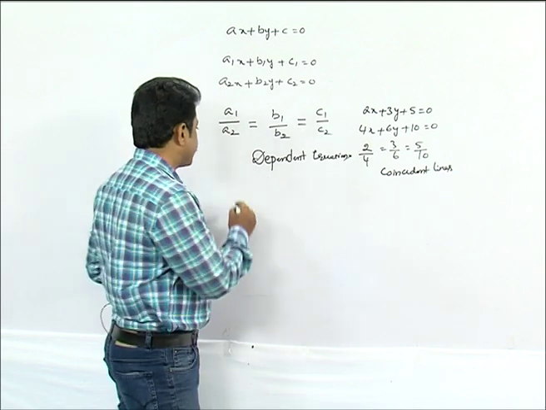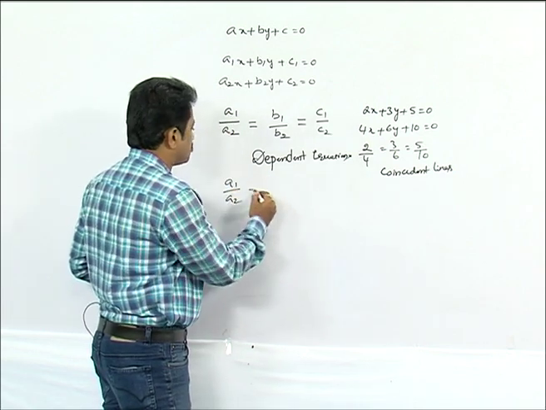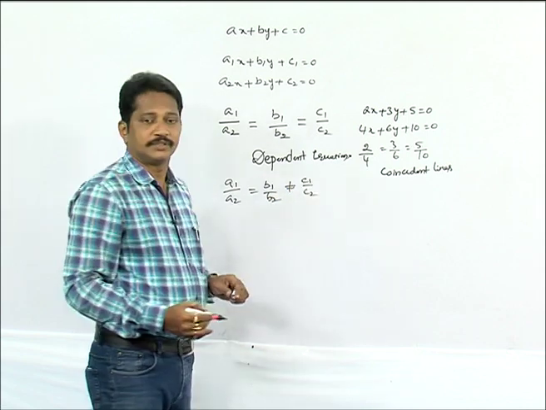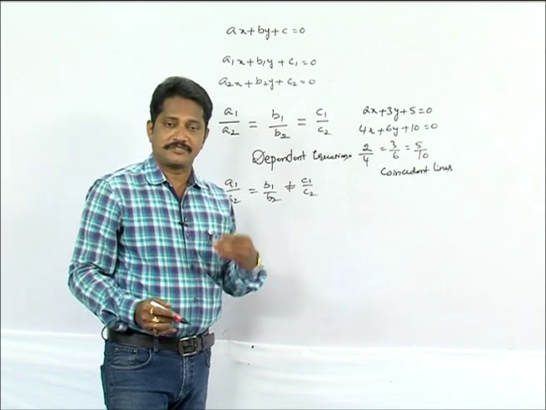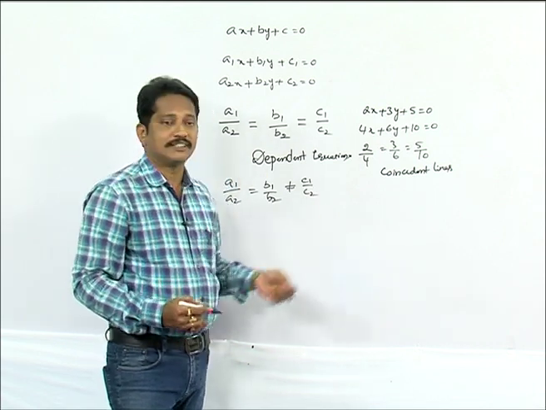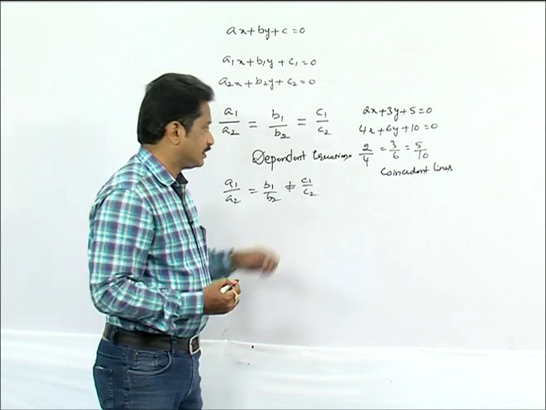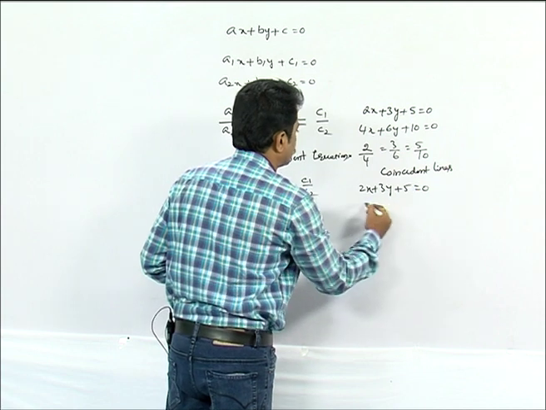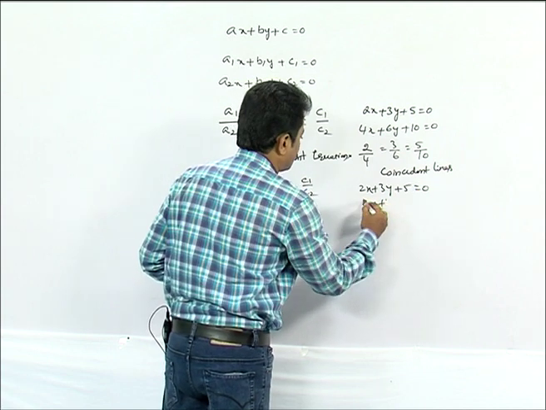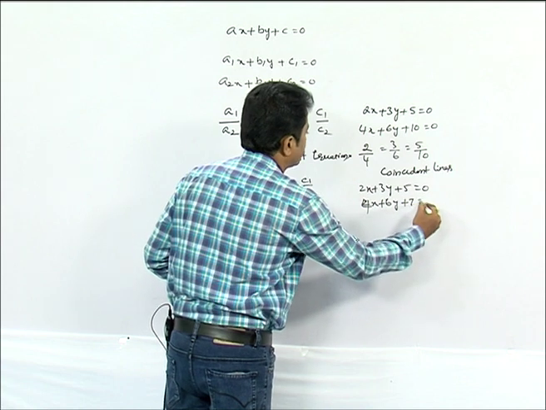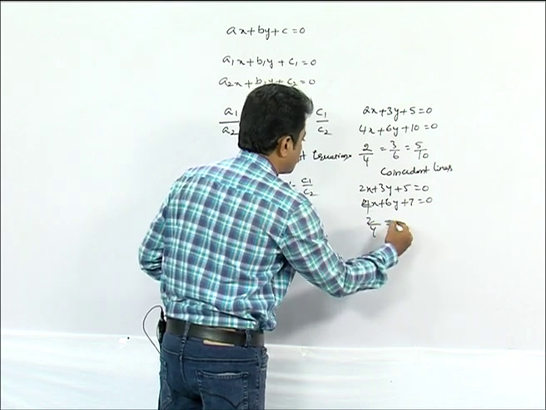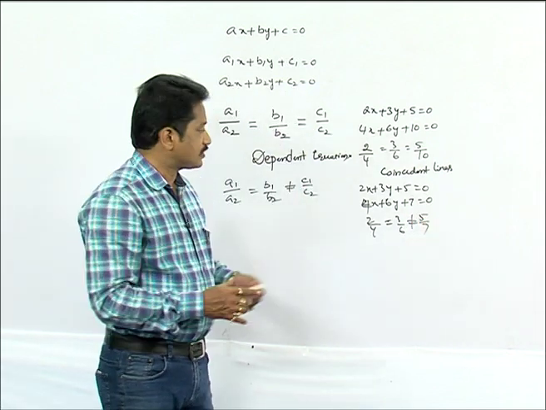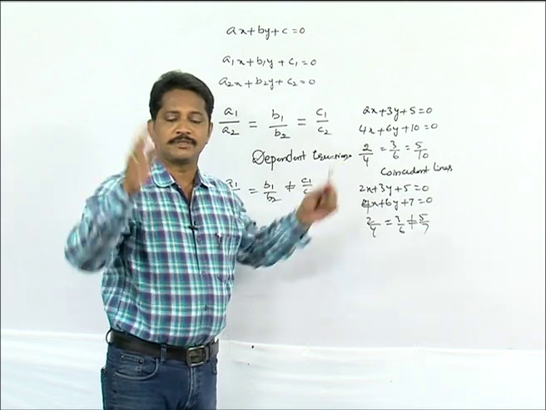Okay. Now, come to the next possibility, when a1 by a2 is equal to b1 by b2, which is not equal to c1 by c2. The ratio of coefficients of x and y are equal, but differ from the ratio of constants. Now, I am taking this one: 2x plus 3y plus 5 equal to 0, and 4x plus 6y plus 7 equal to 0, meaning 2 by 4 equal to 3 by 6, which is not equal to 5 by 7. When you solve these two equations, there is no solution.